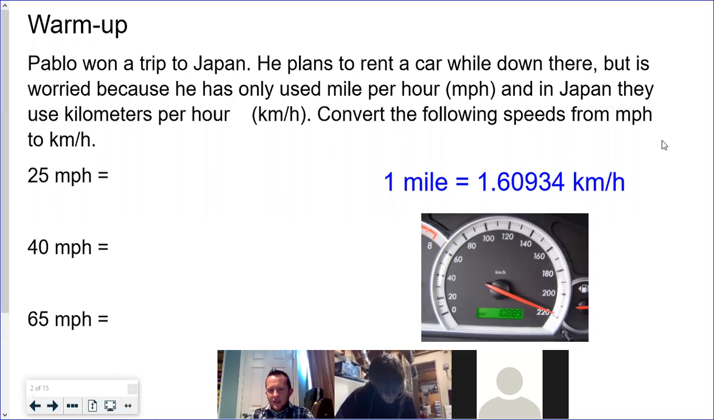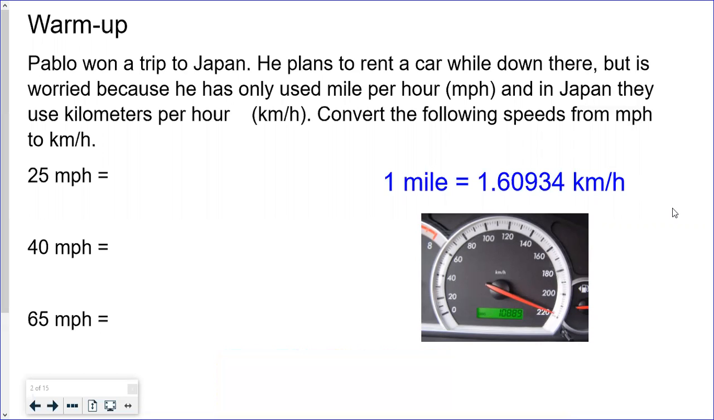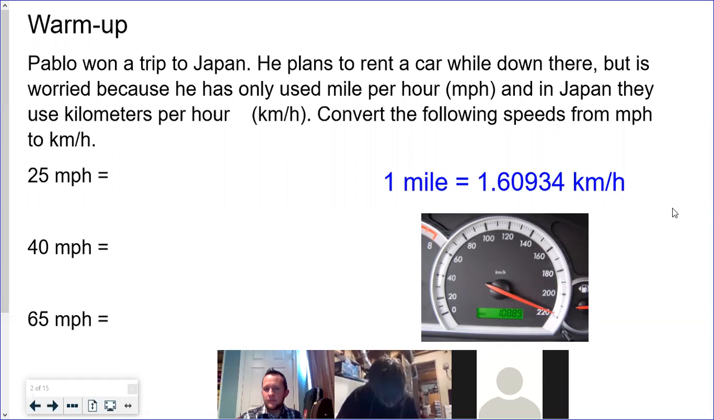So before we dive into this question, is there anyone out there who's been in a country where they don't use miles per hour, that they use kilometers per hour? If so, I want you to either put it in the comments or just unmute and tell me, where did you go that they were using kilometers per hour instead of miles per hour?